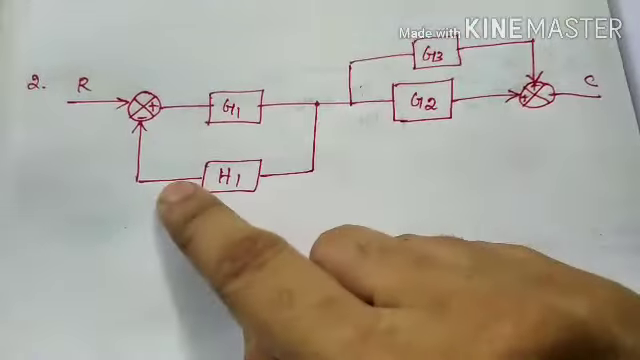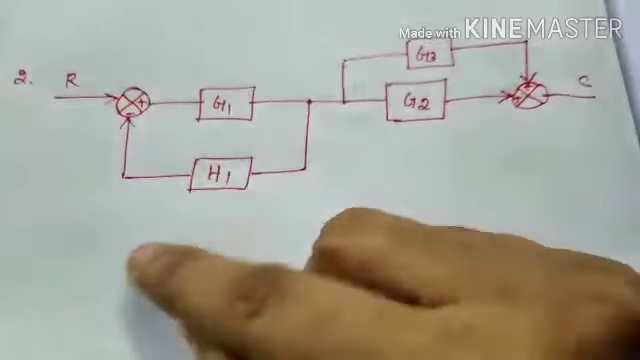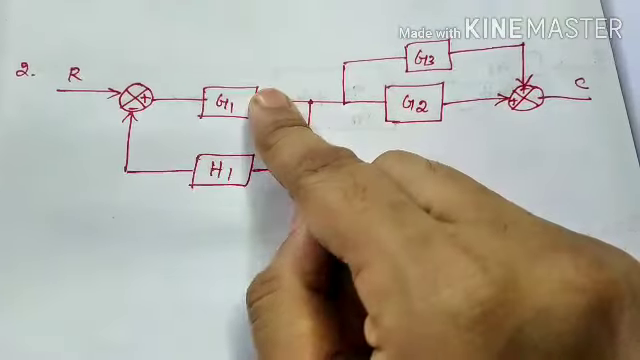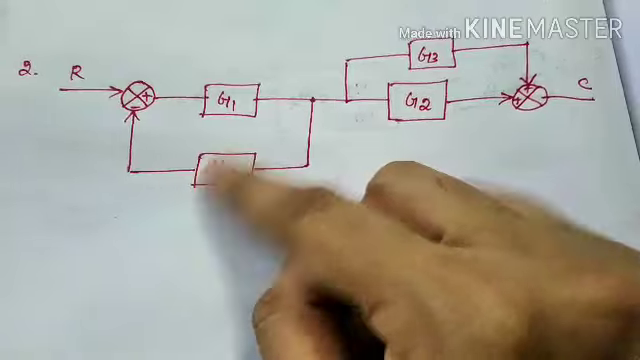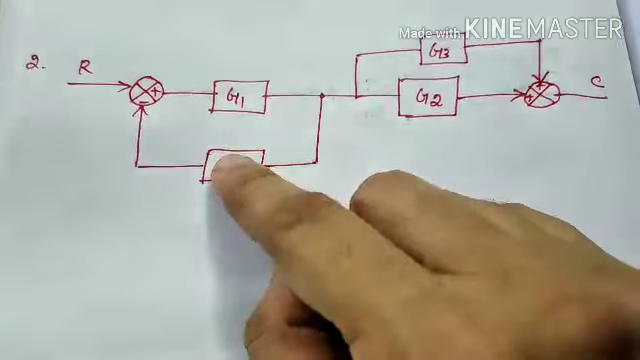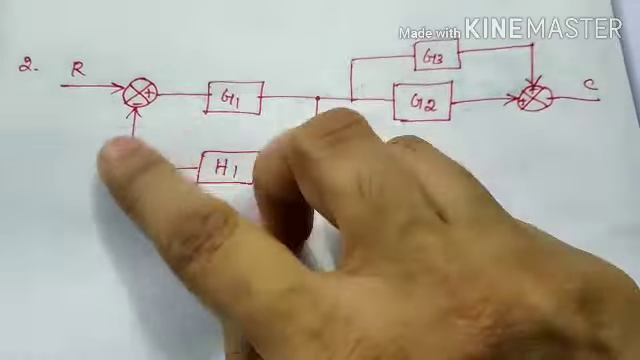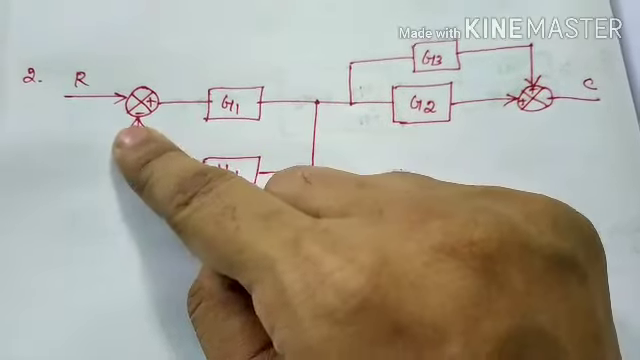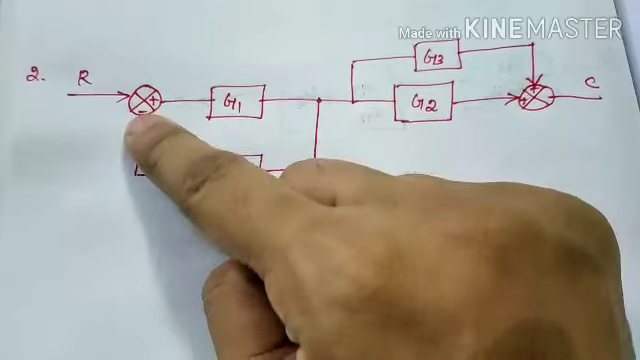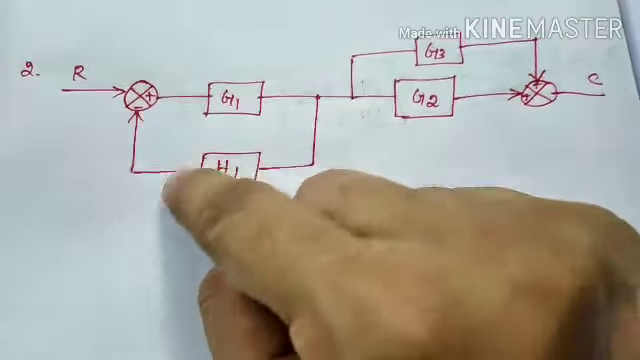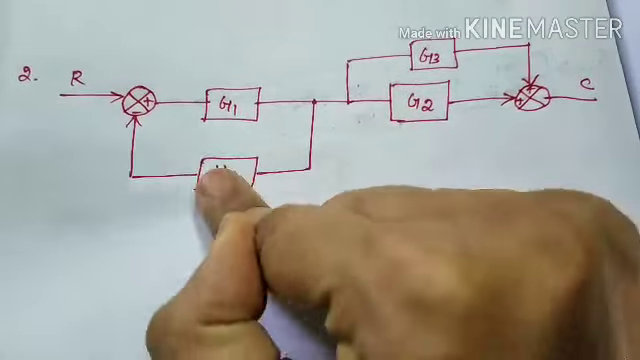See, this is our second example. Same condition. G1 is in the forward path, H1 is in the reverse path. So these two blocks are in a feedback loop. Whether it is a positive feedback loop or negative feedback loop? See, the negative sign is over here, right? The feedback path is connected with the negative sign in the summer. So this is a negative feedback loop.